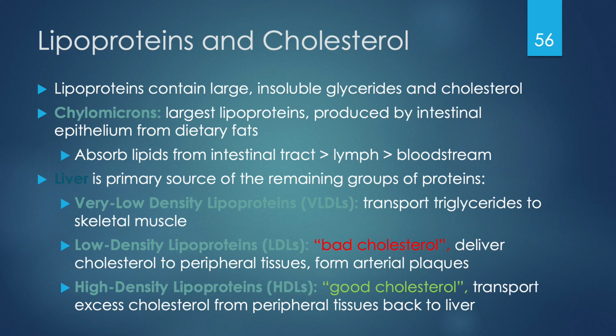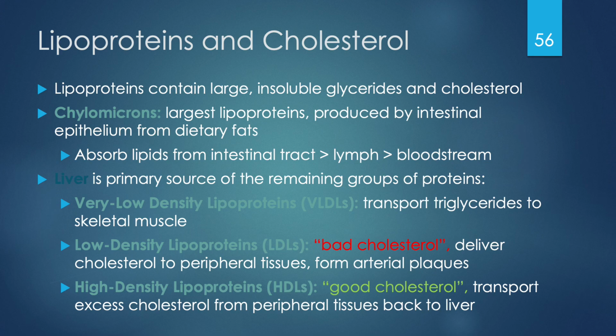Chylomicrons are the largest of the lipoproteins, and they're produced by the intestinal epithelium, deriving from things that we consume in our diet, from dietary fats. What they do is absorb lipids from the food that is inside our intestinal tract, and then they will transfer it into the lymphatic system, which then gets passed into our bloodstream.